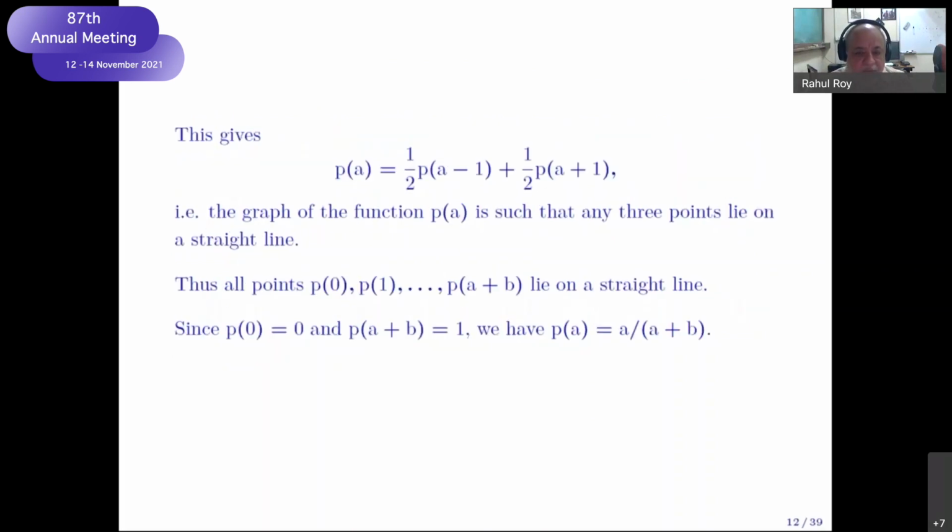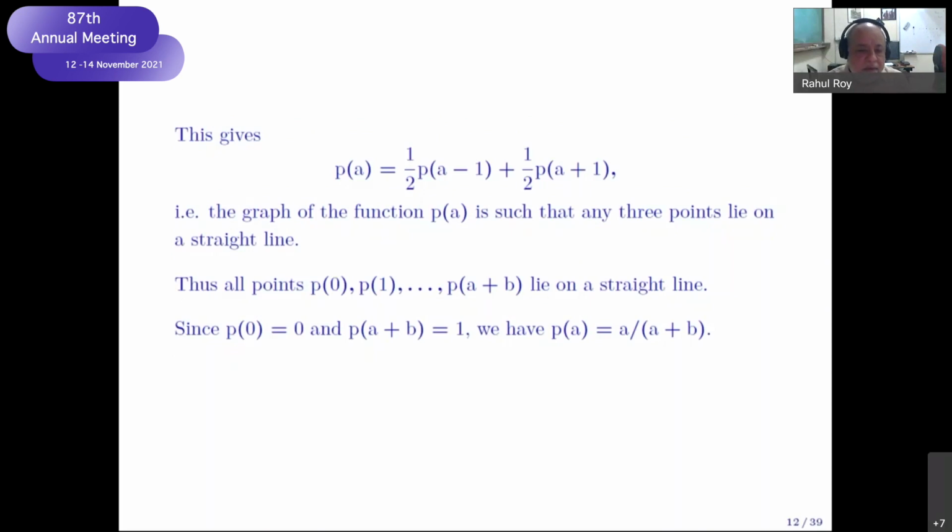And similarly, if it takes a step to the right, then from there it is probability P of A plus 1. So therefore, we get this equation, which basically says that P of A, the value of P of A minus 1, and P of A plus 1 are all lying on a collinear line, on a straight line. And that tells that for any A, all the points P0, P1, up to P of A plus B must lie on a straight line.